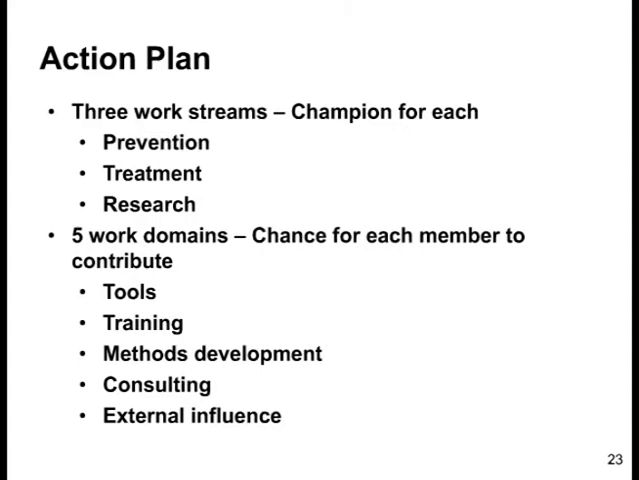Slide 23 lists the action plan. We had 3 work streams in our Missing Data Hub: prevention, treatment, and research. Treatment was basically analytic approaches. And there was a champion for each one of these sub-teams, or work streams rather, to generate greater engagement, greater leadership, getting more people involved.